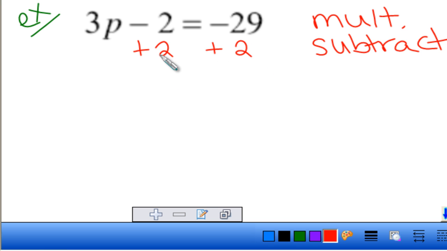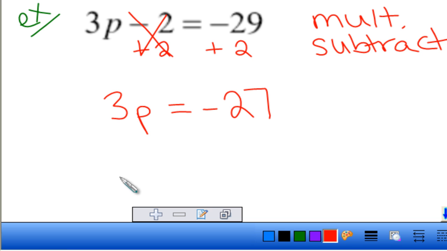So we have a negative 2 and a positive 2. Those cancel out. We're left with 3p equals, what's a negative 29 plus 2? Negative 27, good. So we have multiplication left, and how do you get rid of multiplication? We divide. So you're going to divide both sides by 3.